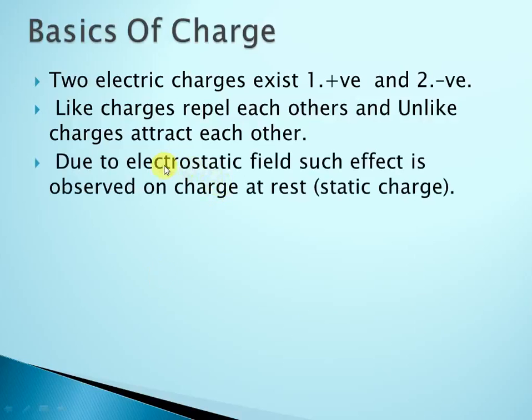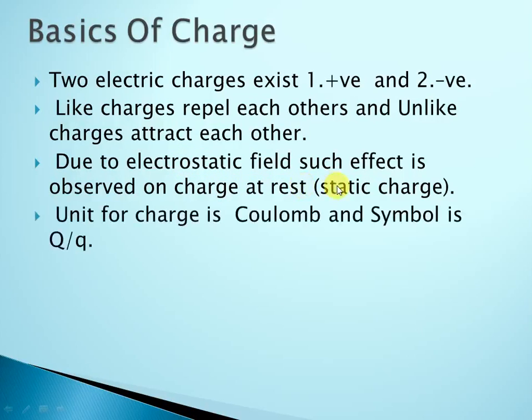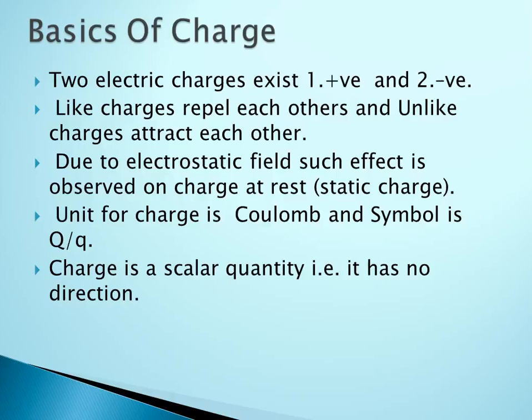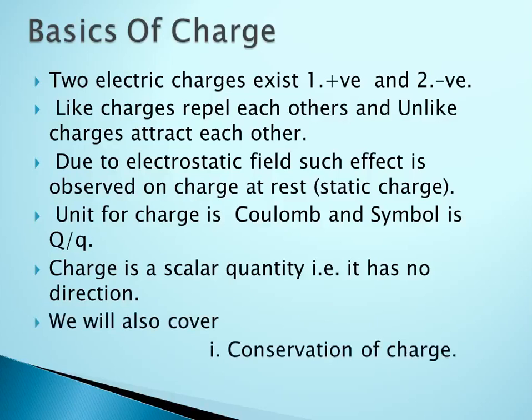The dictionary meaning of electrostatic is static, that is at rest, that is, charge at rest. So it is the electric field that is operating on the charge which is at rest or static. The unit of the charge is coulomb and its symbol is capital Q or small q. Charge is a scalar quantity, that is, it has no direction. Also there are properties like conservation and quantization.